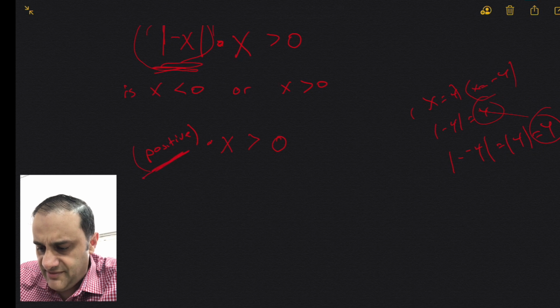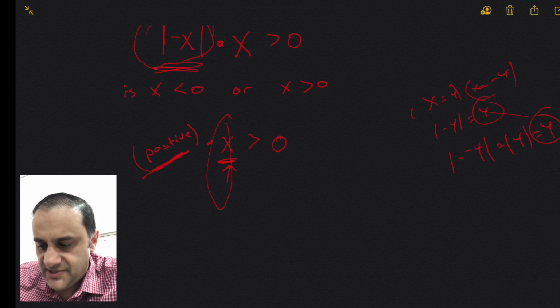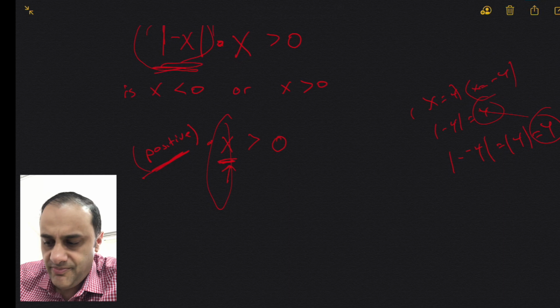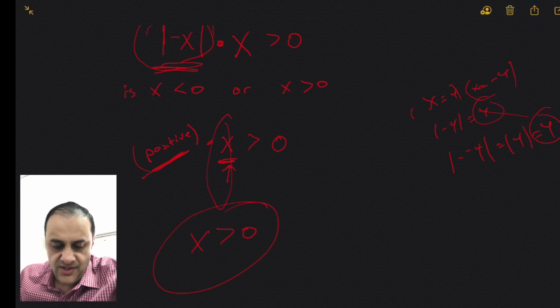So if we want a positive number here, x has to also be a positive number. x cannot be -4 there, because then we would have a positive number times a negative number, which would be a negative number. So we want x to be a positive number. So that's the answer. X is greater than 0.